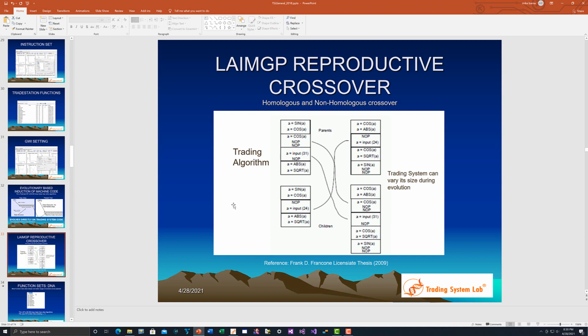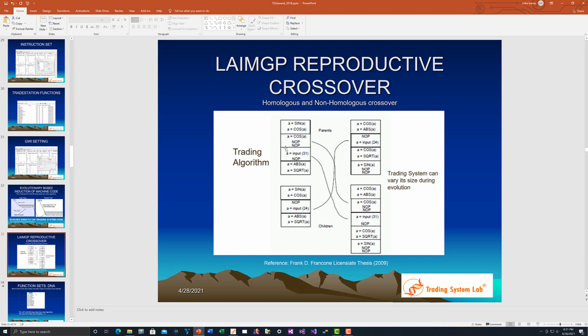A very important aspect of this kind of machine learning is what we call non-homologous crossover. In homologous crossover, the size of the string of the children will be the same size as the parents. So in this case, there's 4 blocks. The children would be 4 blocks long. But in non-homologous crossover, the trading system can vary its size during evolution.